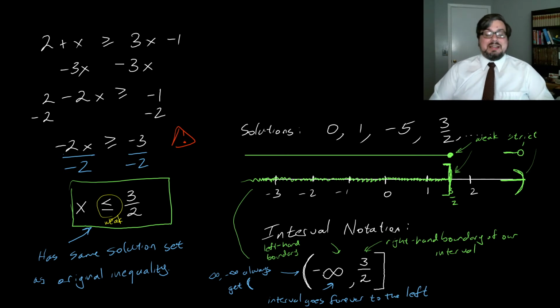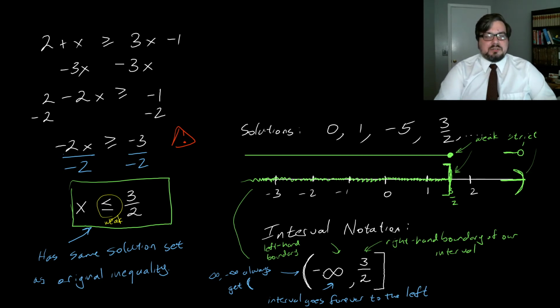And so infinity and -infinity always get the parenthesis, no matter whether we're dealing with weak or strict inequalities. So the interval solution for our inequality here is the interval from -infinity to 3/2. And we say that this interval is open on the left, or parenthesis on the left, and closed on the right, or with a bracket on the right, meaning that we are including 3/2 in our solution set.